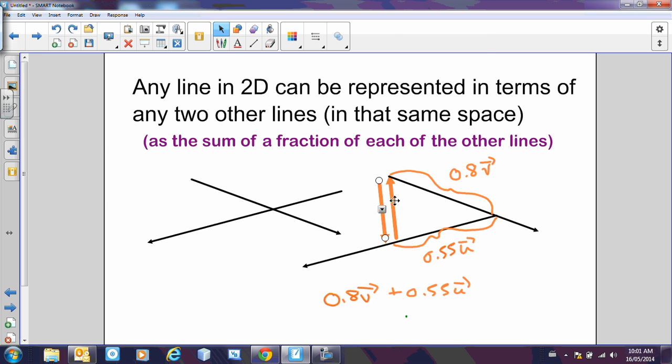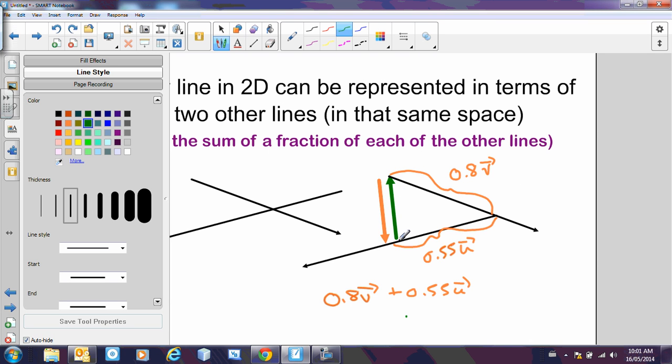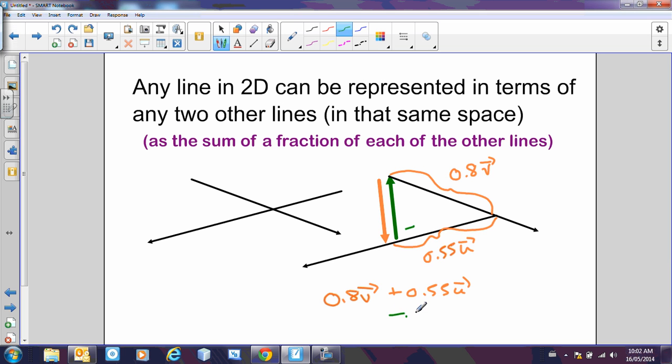So we'll keep the orange one there. We'll make this green one. So for the green one, I'm looking at starting off this distance, but again in the negative direction. So I've got negative 0.55 of u, and then minus or plus negative 0.8 of v. So I'm going this direction, same distance essentially, this direction, same distance as well. So this can be written in terms of parts of the other two.